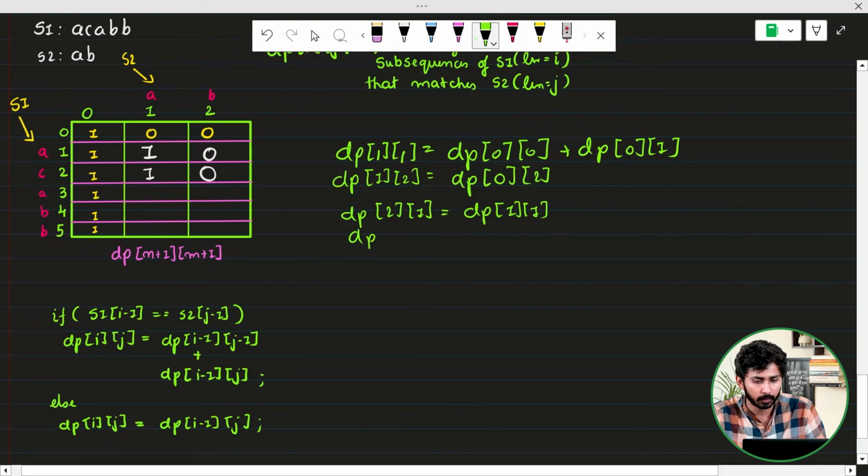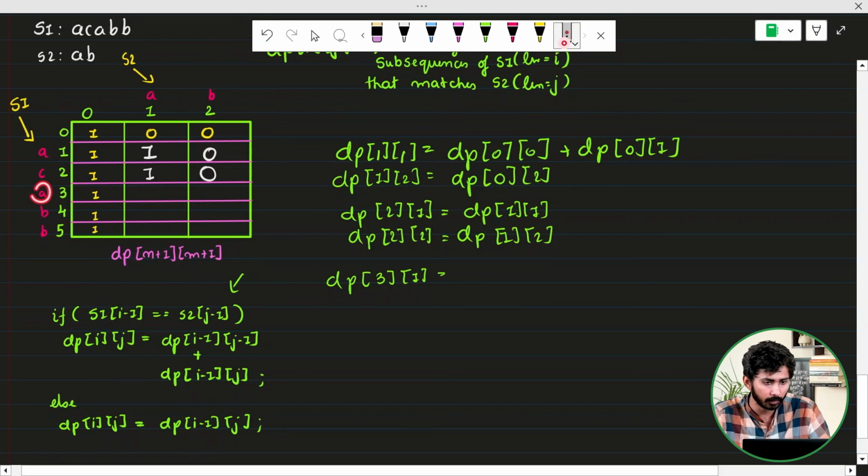And dp of 2 comma 2 we found using this formula, using this observation, as dp of 1 comma 2. Now let's say dp of 3 comma 1. So what are the characters? Are they matching, this a and this a? Yes, they are matching. So it says diagonal value, right?